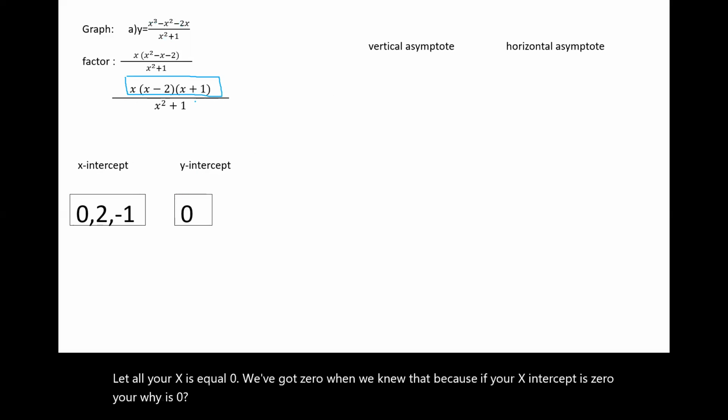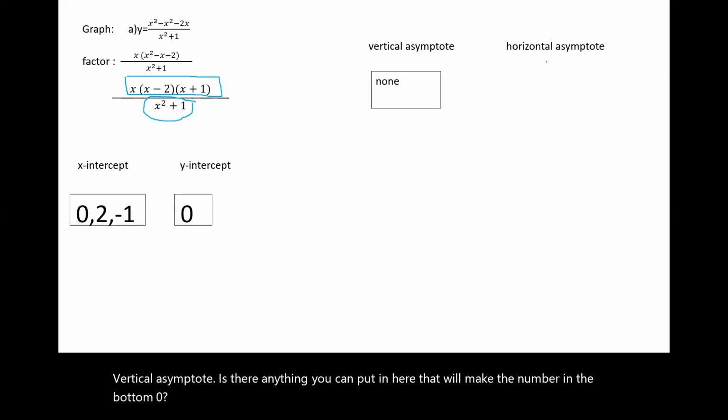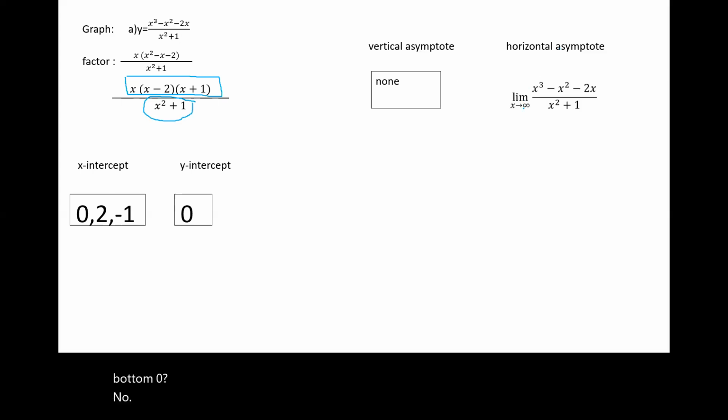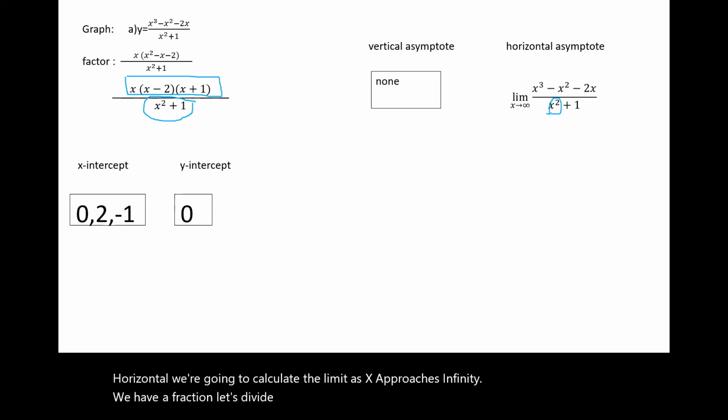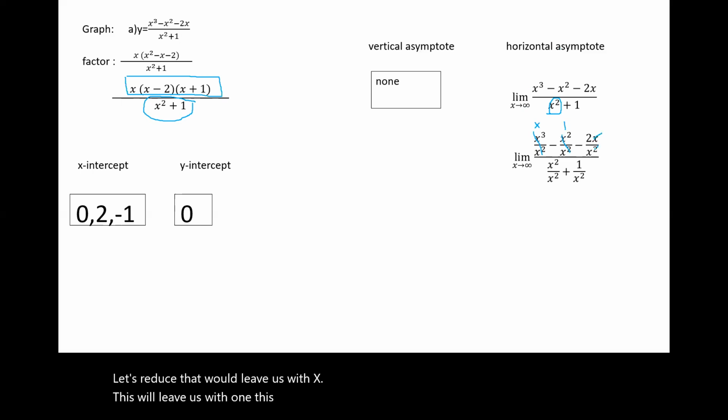Vertical asymptote. Is there anything you can put in here that'll make the number in the bottom 0? Nope. Horizontal, we're going to calculate the limit as x approaches infinity. We have a fraction. Let's divide by the highest power taken from the denominator. Let's reduce that. That would leave us with x. This will leave us with 1. This will reduce to 2 over x. This will give us 1.